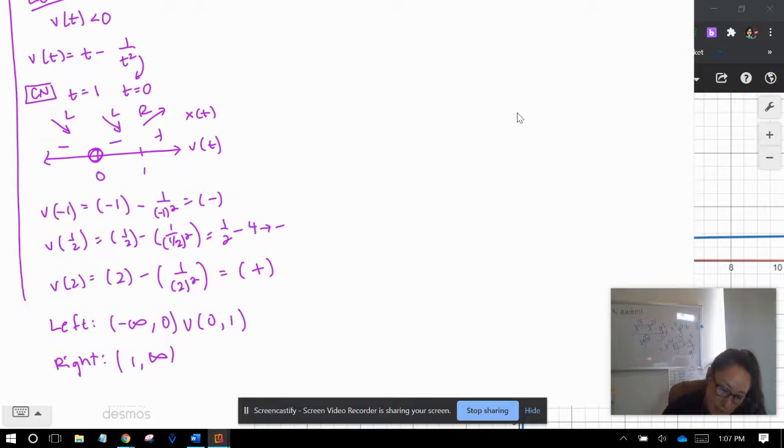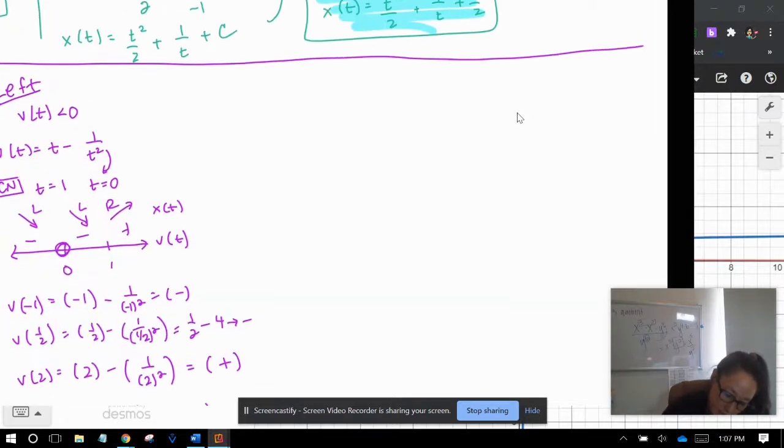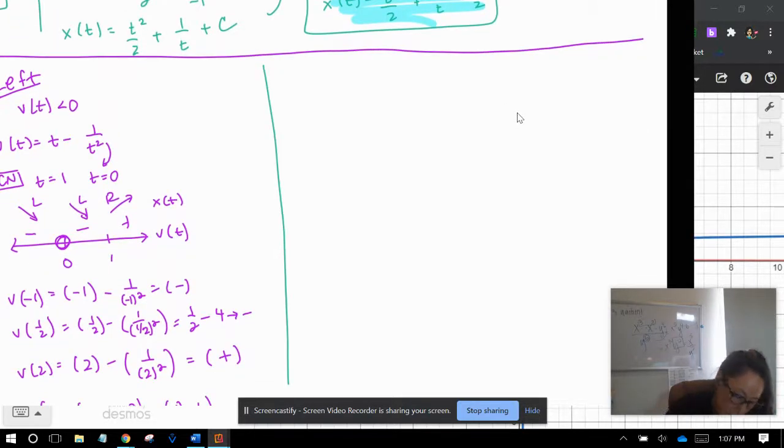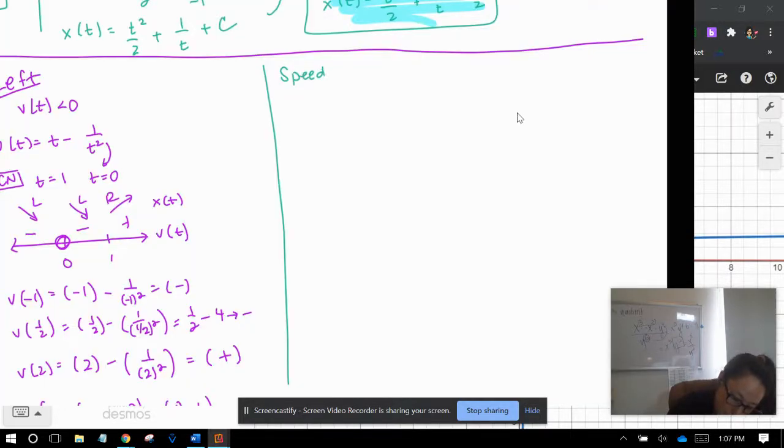Okay, last part is the slowing down and speeding up. So just so you know, we speed up when the signs match. When the acceleration of t and the velocity of t have the same signs. So both negative or both positive. We slow down when a of t and v of t are different signs.